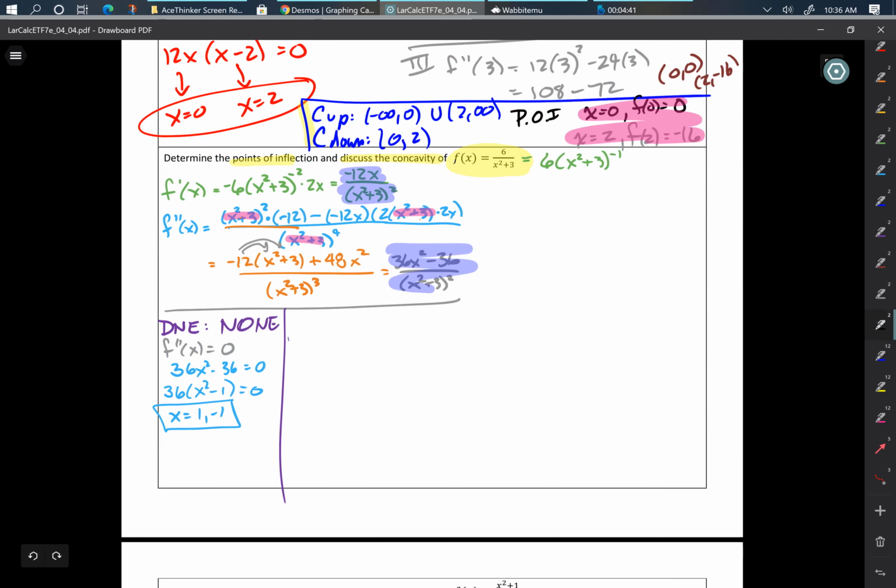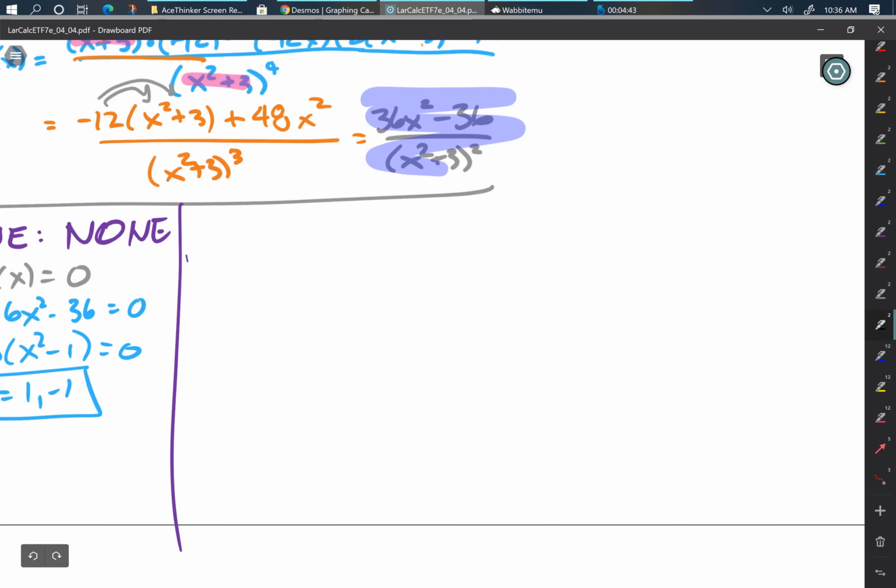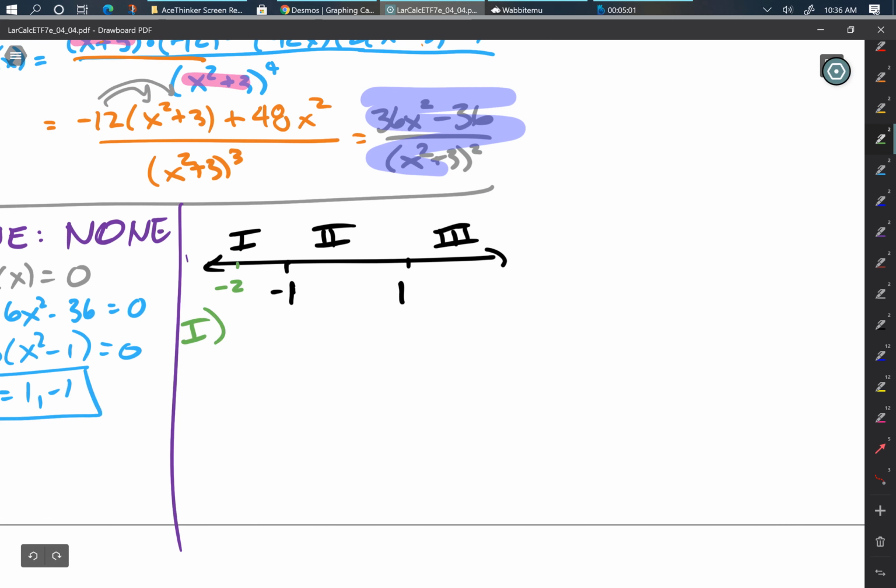Okay. So our number line, we have two candidates, a negative 1 and a positive 1. That gives me 3 intervals to test. Right. Interval number 1, I'll use -2. Okay? And so I need to find f double prime of -2.